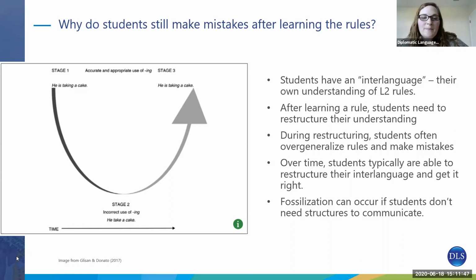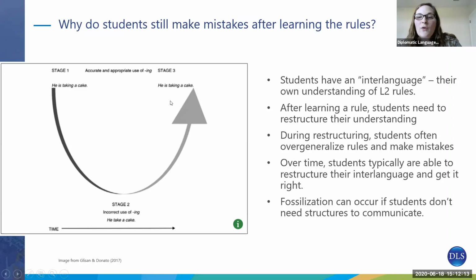But over time, you can see here, as the student progresses, as they get more input and more practice, then they're able to then again return to the proper form. He is taking a cake. So this process just takes time, and it's something that all of us have to kind of go through as we're trying to learn language, either as a child or as an adult.